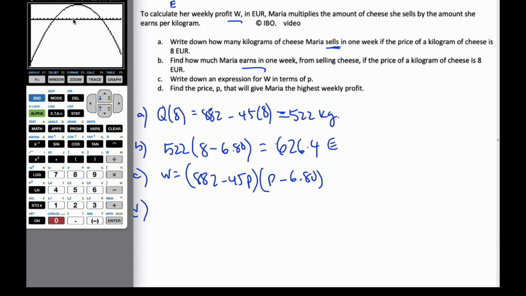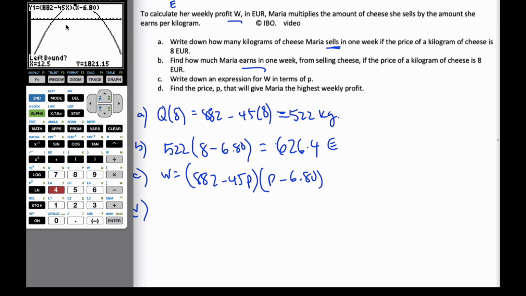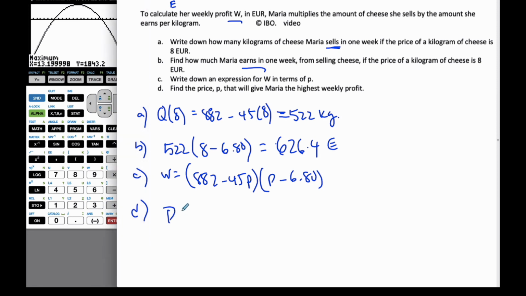there's my curve, and I'm looking for the maximum. So I go trace, find the maximum, number 4. Well, I'm going to say that my left bound is 5. My right bound is 20, and let's go for 15 in the middle. I get 13.19. So find the price. Well, the price is going to be 13.20 euros per kilogram of cheese, because I graphed it, and I found this point here, which is 13.20 is equal to my price.